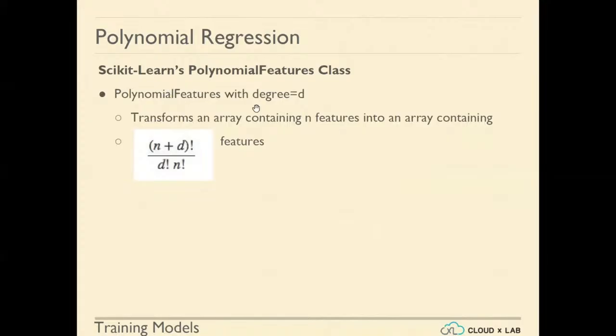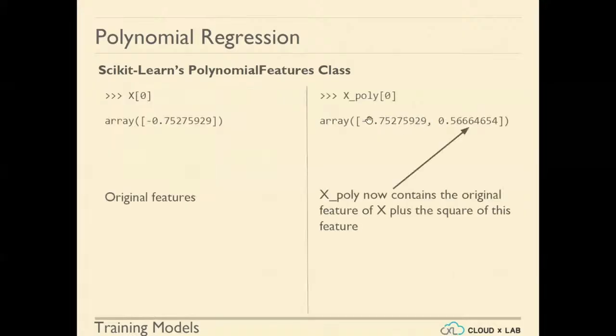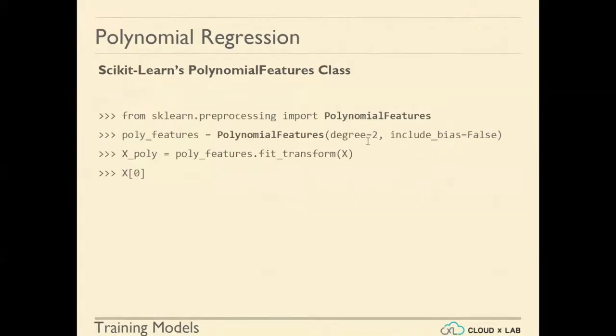Yes. So PolynomialFeatures with degree d will transform an array containing originally n features into an array of (n plus d)! divided by d! n! number of features, right? Because it will add nonlinear features, right? So some new features it will add. For example, here originally we have x1, but it will also add x1 square because we are using a degree 2 polynomial, right?